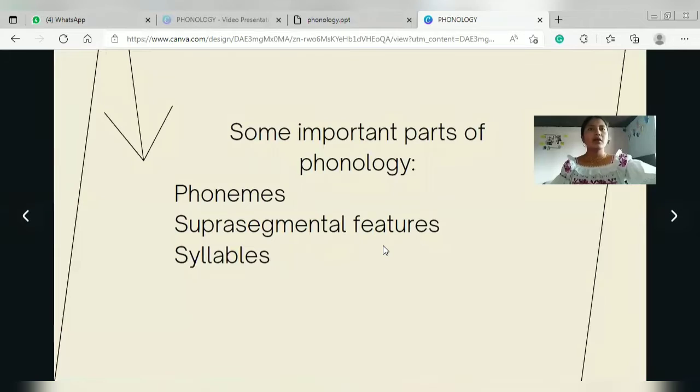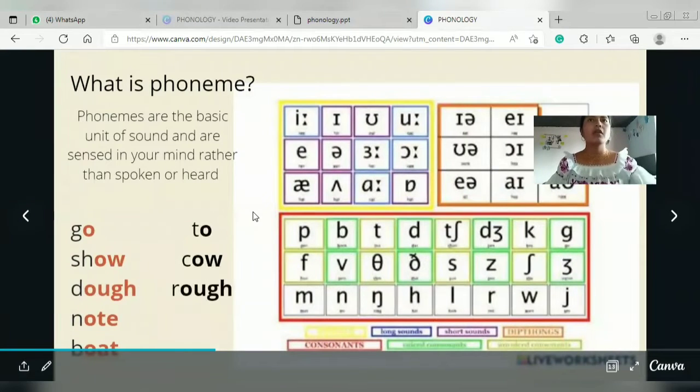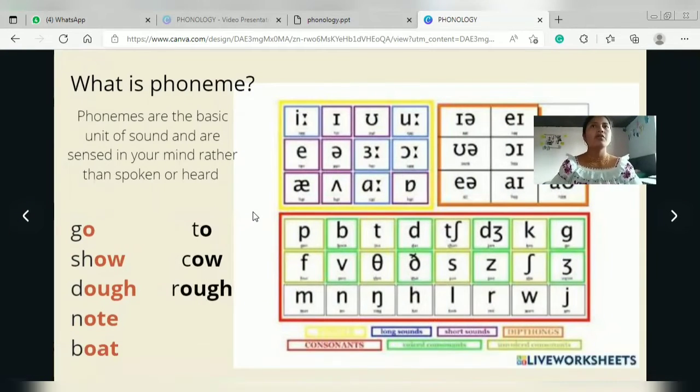We have three important topics that take part of phonology. These are phonemes, suprasegmental features, and syllables. First of all, we are going to start with phonemes. What is a phoneme? Phonemes are the basic units of sound and are sensed in your mind rather than spoken or heard.